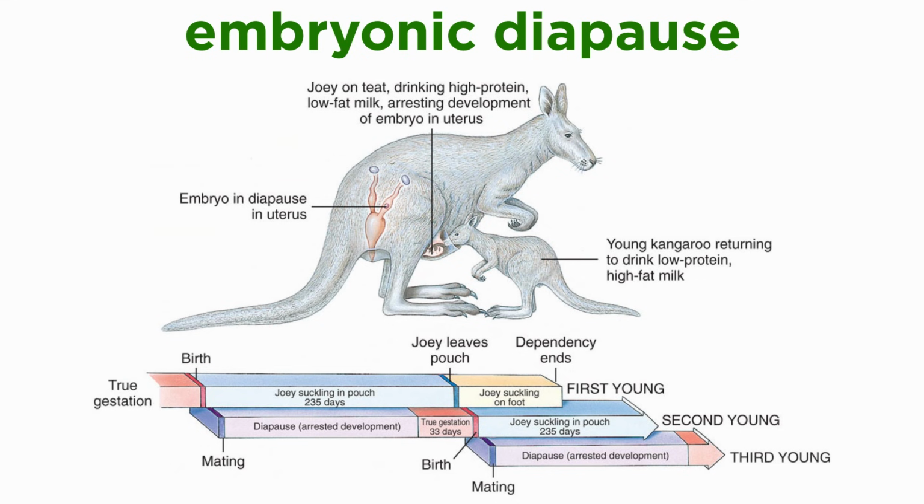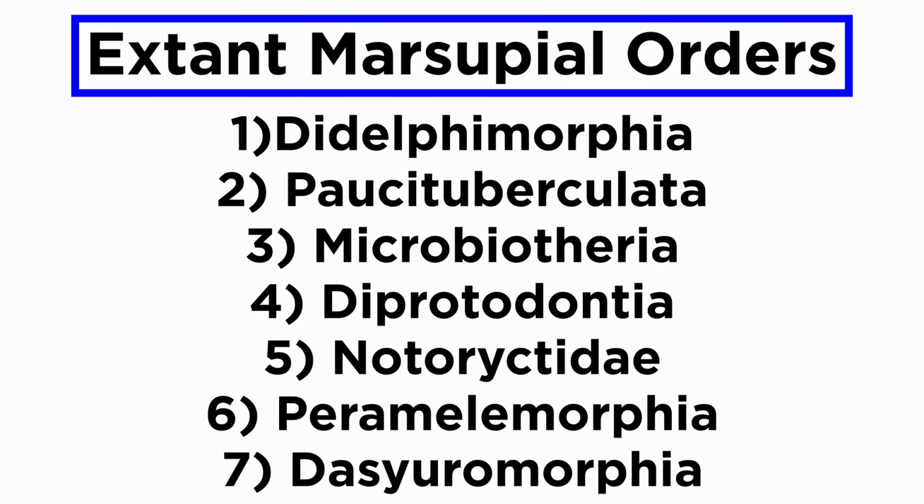However, gestation can be extended in many marsupials for up to 11 months by a period of arrested development known as embryonic diapause, where the embryo remains in stasis instead of developing, allowing females to carry multiple young in different stages of development. Moving on, it is widely accepted that there are 7 orders of extant marsupials. However, their relationship to one another is still somewhat debated.